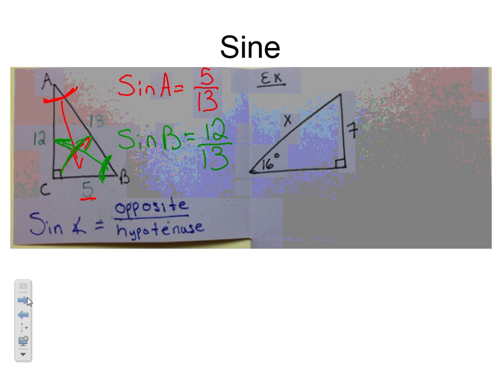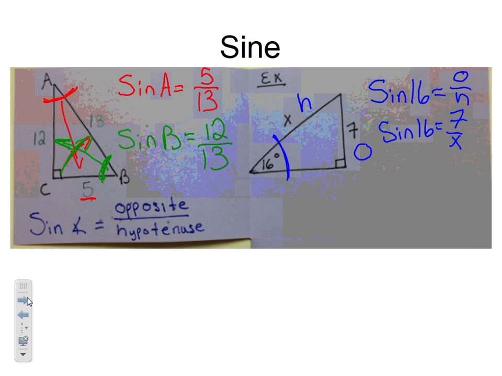Now if we do an example with this, we found our angle. Here is our angle. If we go from our angle, we know the opposite, so I'm going to put an O there, and we have to find our x, and it's across from the right angle, so this is our hypotenuse. So the one that uses O and H, opposite over hypotenuse, is sine. So for this problem, we're going to have the sine of 16 equals opposite over hypotenuse. So the sine of 16 equals the opposite, which is 7, over x.